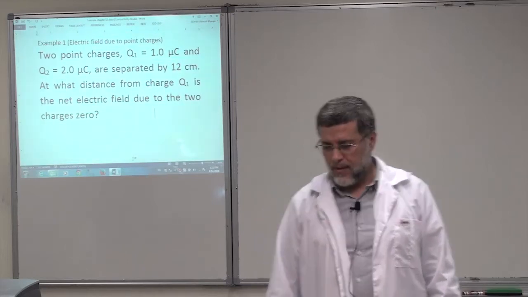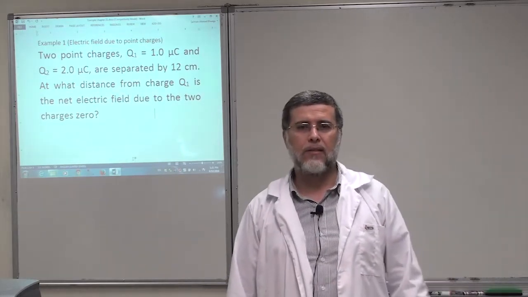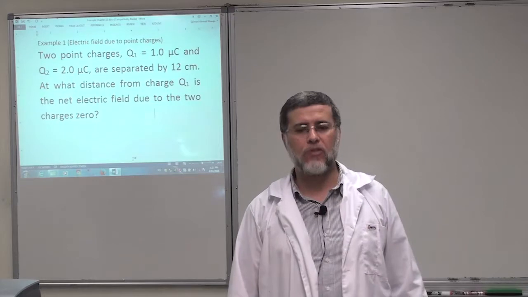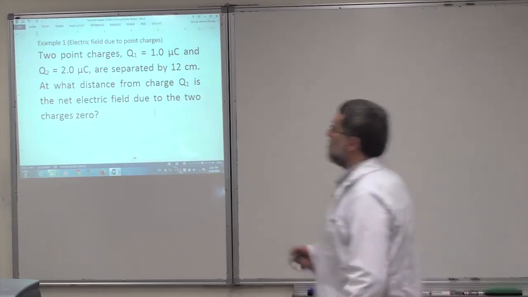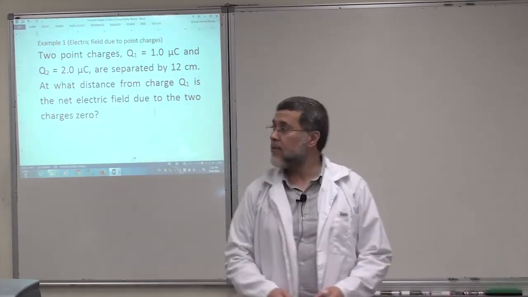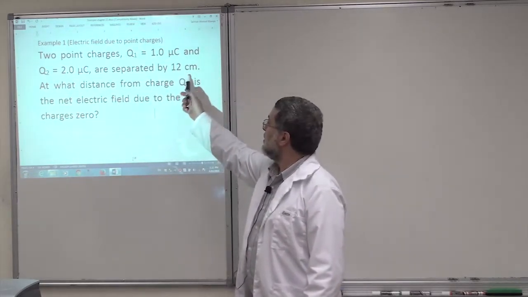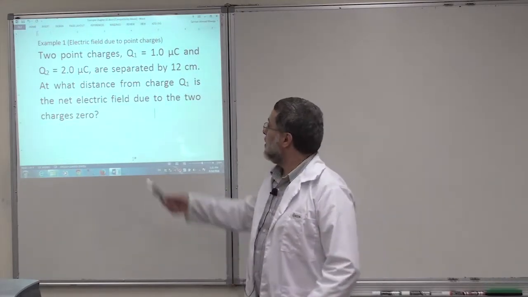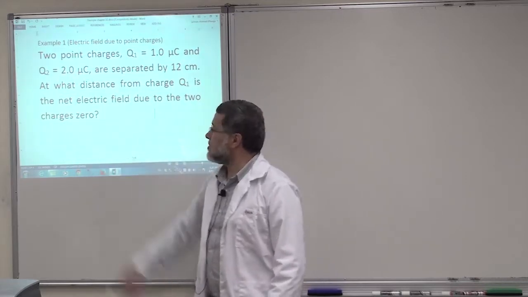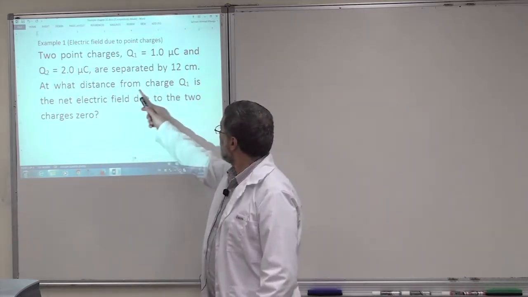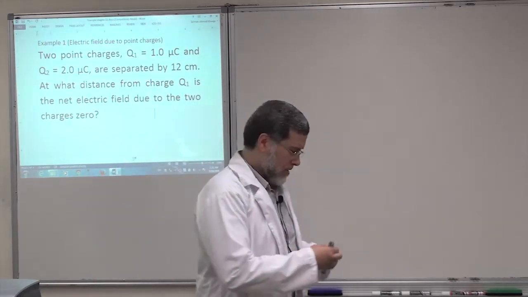Bismillah ar-Rahman ar-Rahim. We are going to solve some problems related to electric field and electric field due to point charges. And we start with this example here. Example 1. It says we have 2 point charges, Q1 and Q2, separated by a distance of 12 centimeters. At what distance from charge Q1 is the net electric field due to the 2 charges 0?